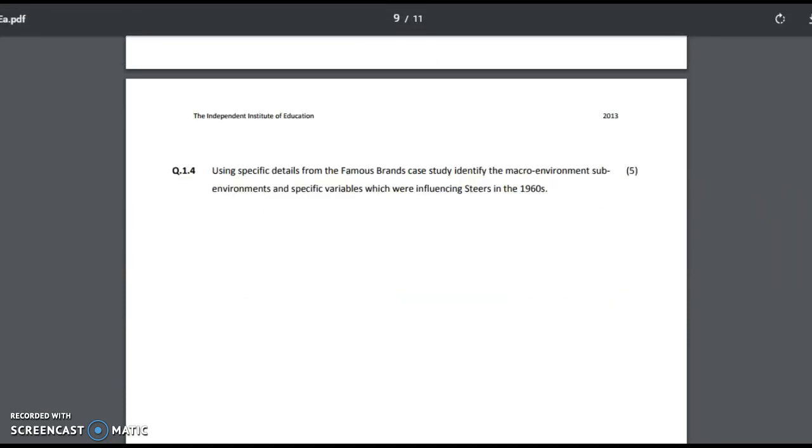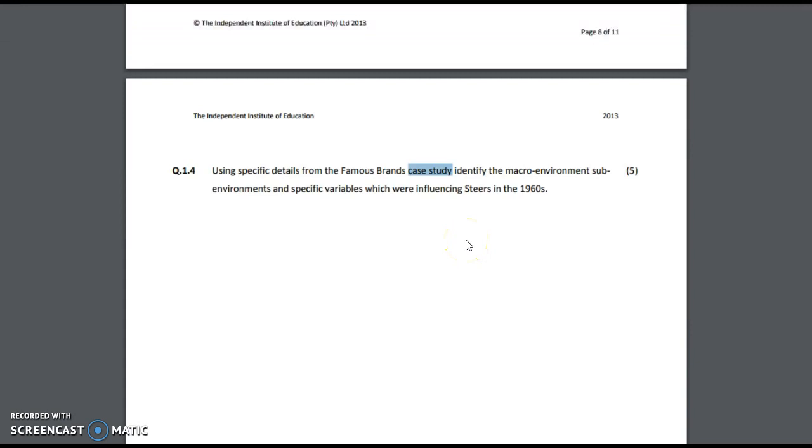Just a bit of information to show your tutor that you understand the information. Then when we go to this one, use specific details from the case study. That means your tutor wants to see that you have read that case study, you have identified specific things that you can give as an example. So you're not going to give general information, you're going to give very, very specific information from that case study. Your tutor needs that to be able to give you the marks.